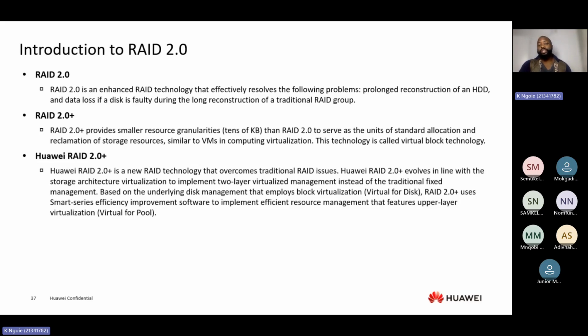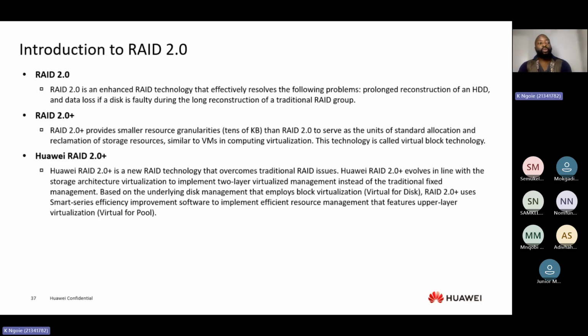So in short, the 2.0 will be faster to rebuild with smaller data blocks. The 2.0 plus, which uses tiny virtual blocks, will be even more efficient because we are also dealing with tiny virtual blocks. And then the third one, which is the Huawei RAID 2.0, which will just add 2 layers of virtualization. You have the disk and the pool virtualization. So this will make the storage faster, safer, and really smarter. Okay.